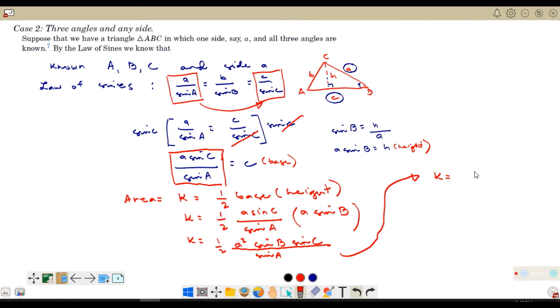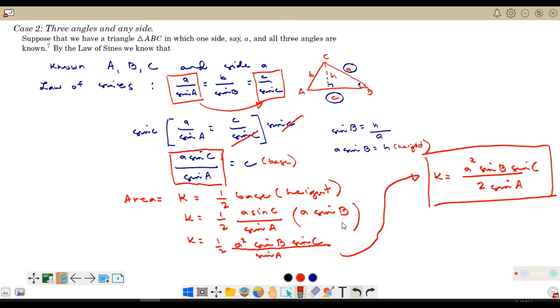So, K will then be equal to 1 times itong numerator. So, same lang. A squared sine B, sine C. Tapos, 2 times the denominator, we have 2 sine A. Okay? So, this is now our formula kapag meron kang tatlong given na angle at saka isang side A.